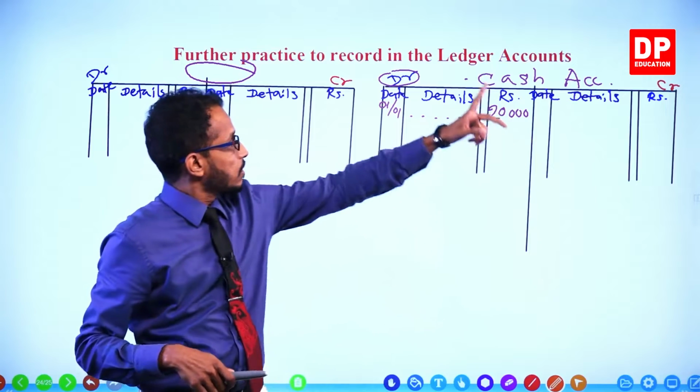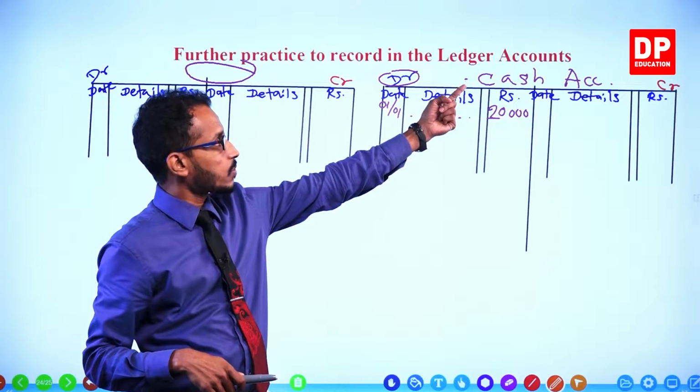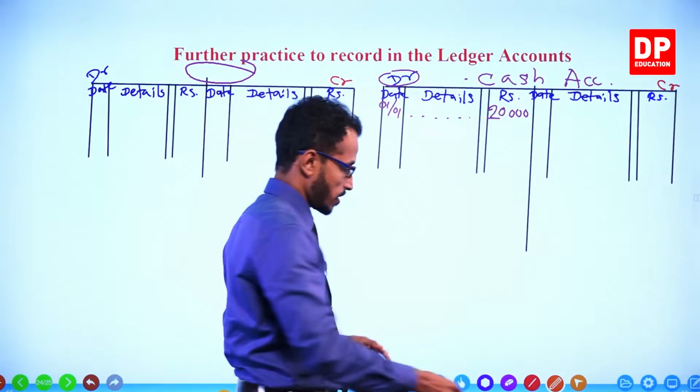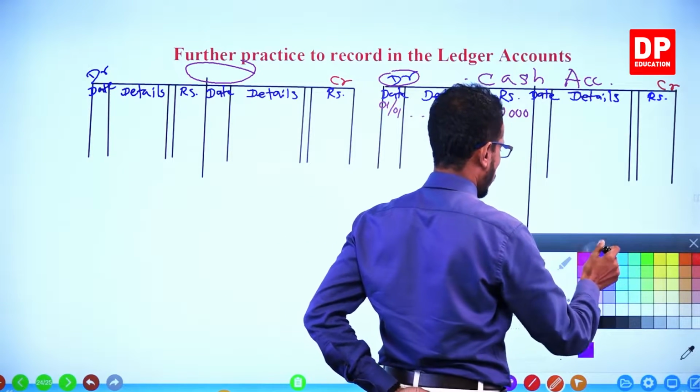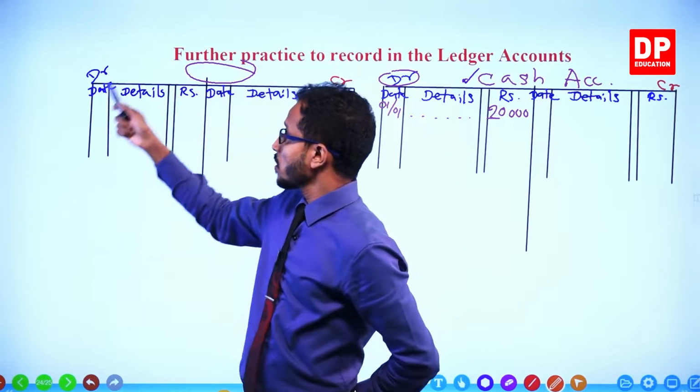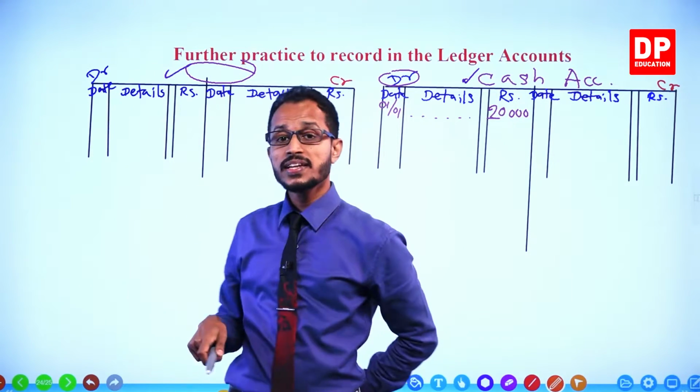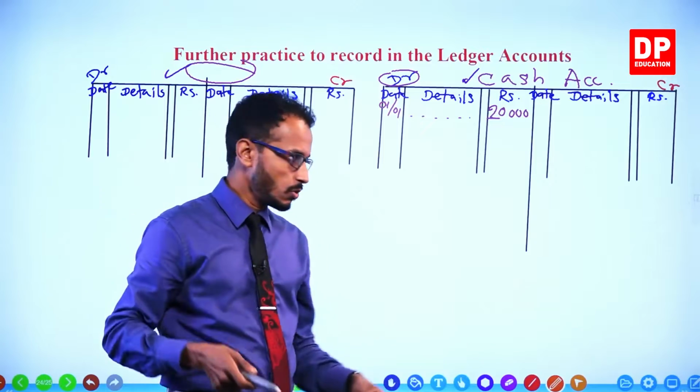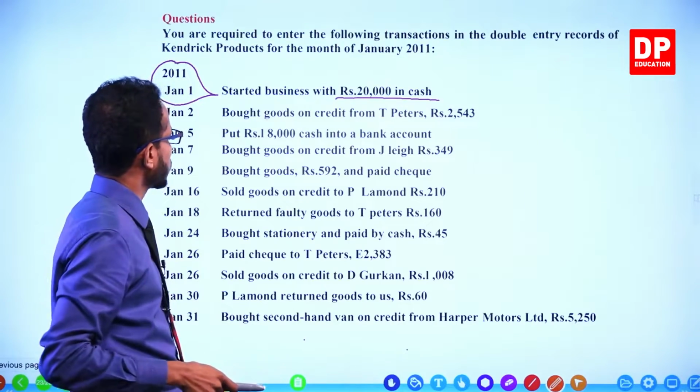Debited in the cash account, all right. We learned that, and we agreed upon that. This is the debit account. But which account should be the credit account? Let's go and see the transaction again.